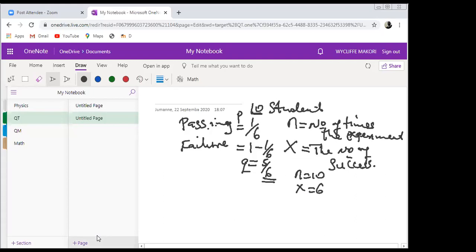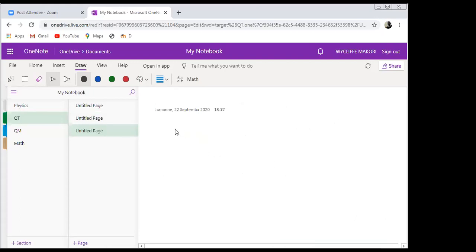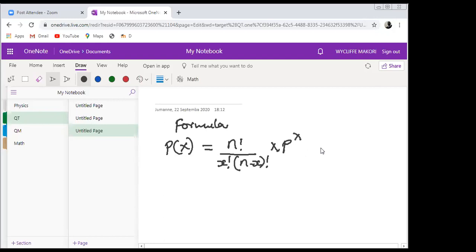Having noted that, now we can go to the formula of the binomial distribution, the formula for calculating the probability. The probability that X events are going to be successful is given by N factorial over X factorial times (N minus X) factorial, then you multiply by P to the power X times Q to the power N minus X.